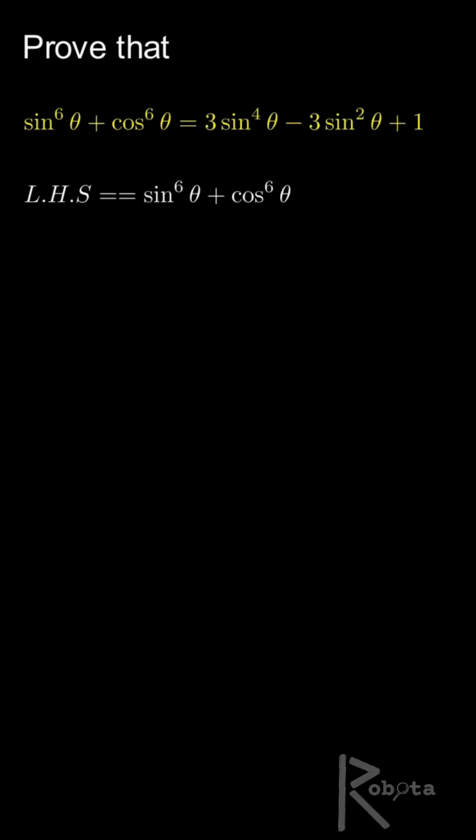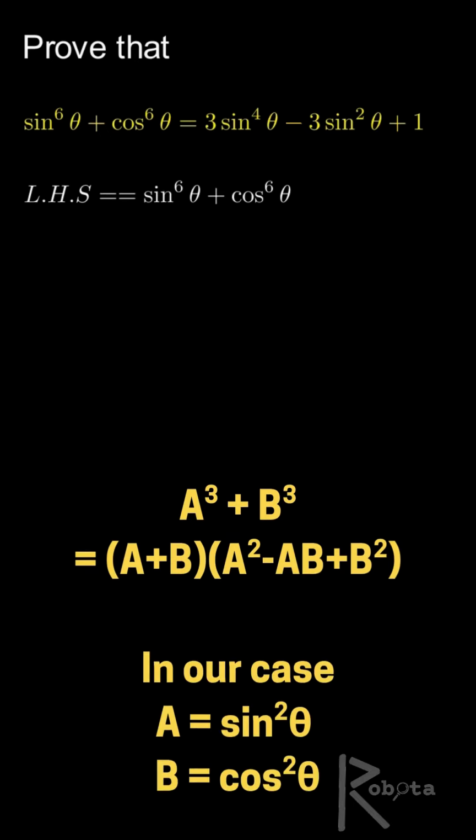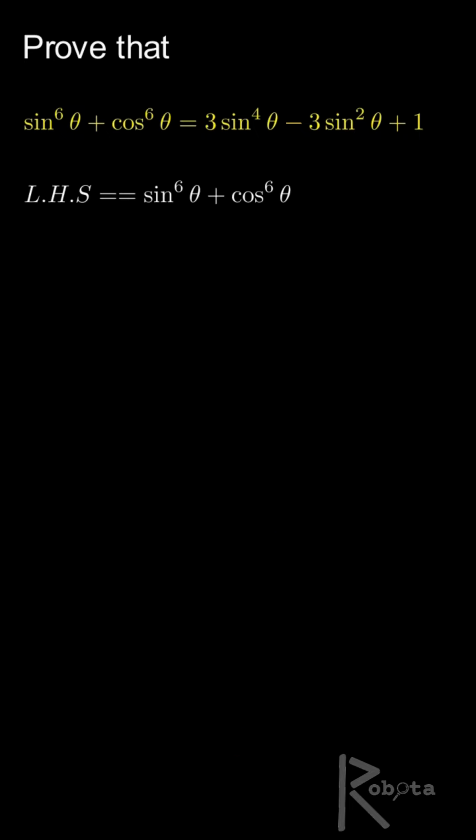This is a standard sum of cubes form, so we use the identity that says a cubed plus b cubed is equal to a plus b times a squared minus ab plus b squared. In our case, a is sine squared theta and b is cosine squared theta. So the expression becomes sine squared theta plus cosine squared theta times sine to the fourth power of theta minus sine squared theta cosine squared theta plus cosine to the fourth theta.